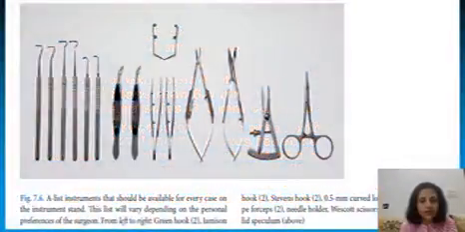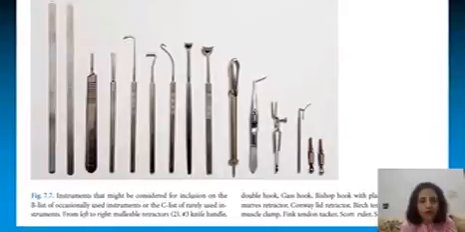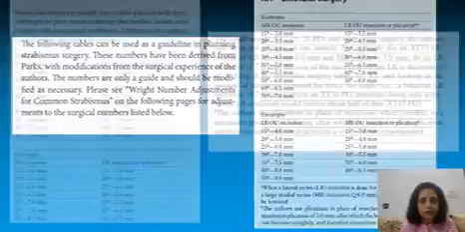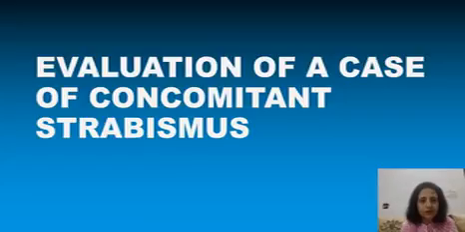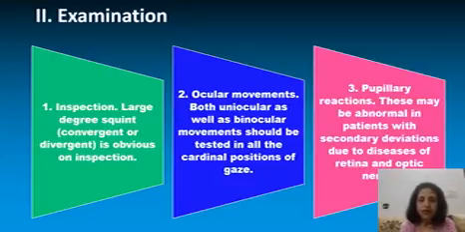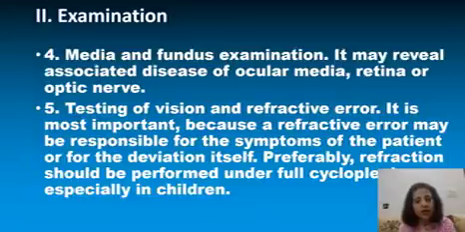These are the instruments used for the squint surgery. Evaluation of a case of concomitant squint: a meticulous history should be taken. Age of onset, duration, mode of onset, gradual, any illness. Then examination: inspection has to be done, and ocular movements should be tested. The ocular movements are going to be normal in all the cardinal positions of gaze.